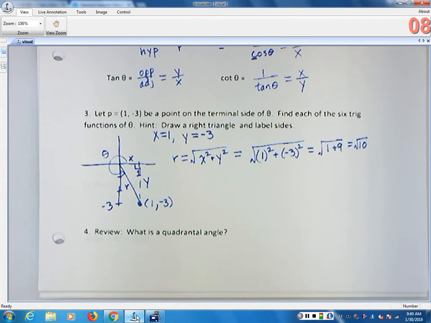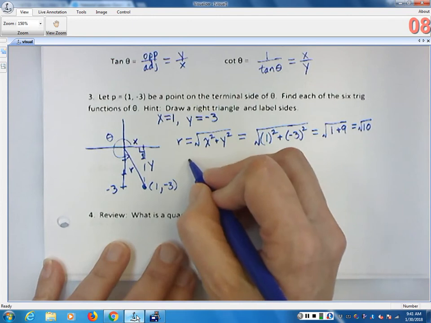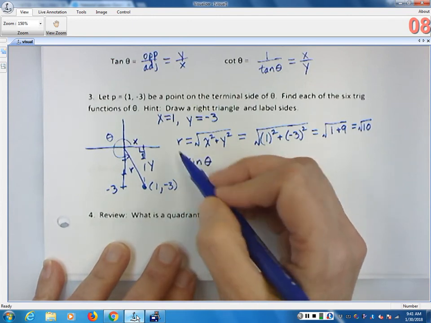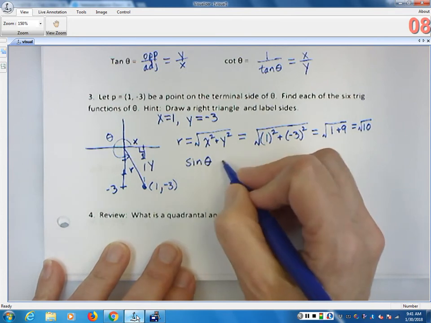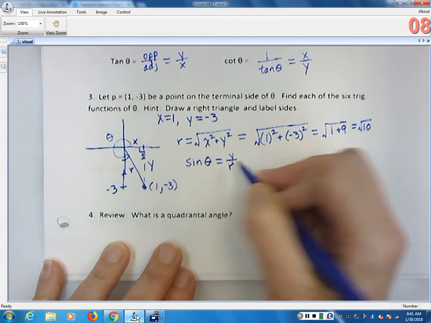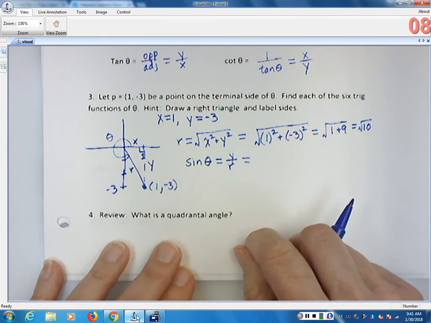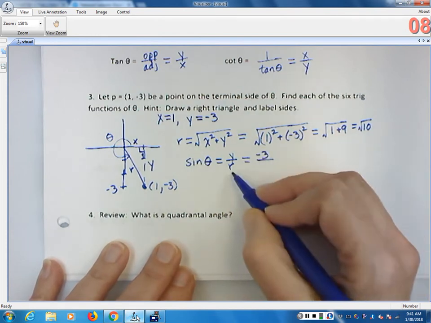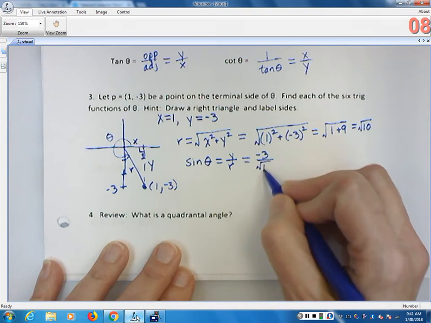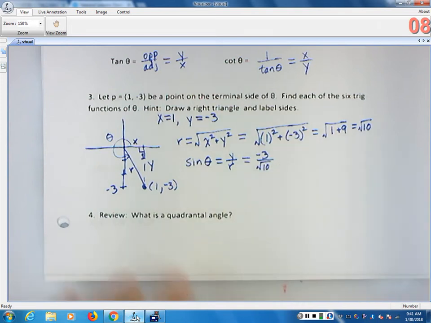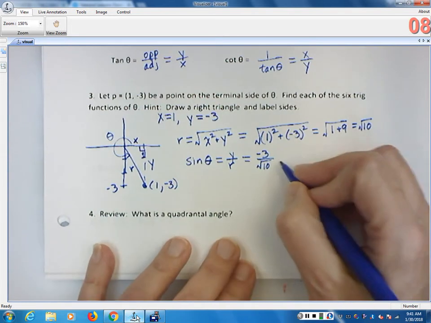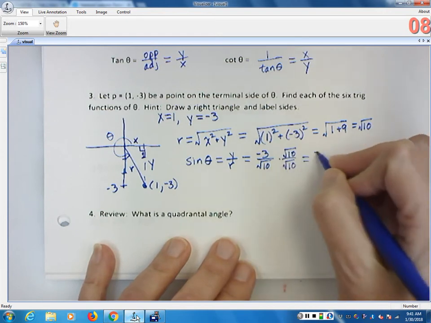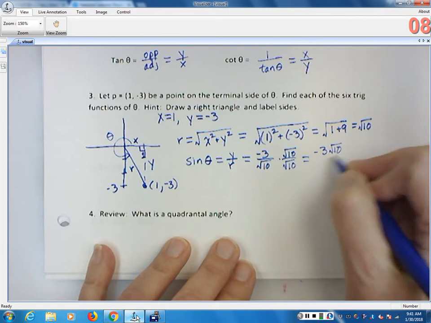Okay, so our sine of theta is going to be y over r, which is -3 over square root of 10. Well, we need to rationalize that denominator. Multiplying by square root of 10 over square root of 10 gives -3 square root of 10 over 10.